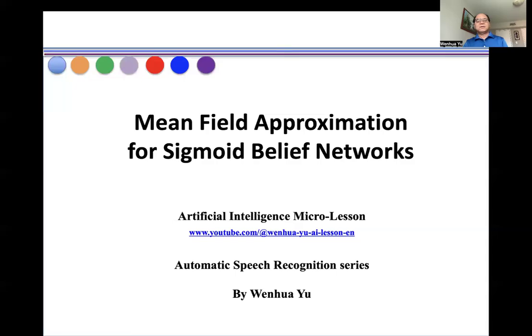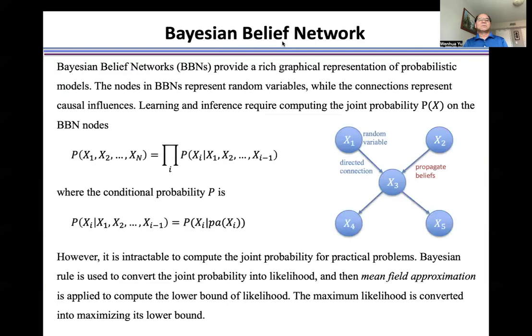In this video, I introduce mean field approximation for sigmoid belief networks. Bayesian belief networks provide a rich graphical representation of probabilistic models. The nodes in BBNs represent random variables, while the connections represent causal influences.